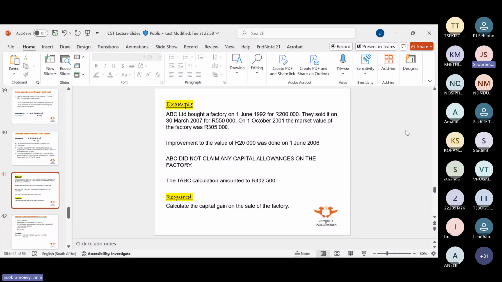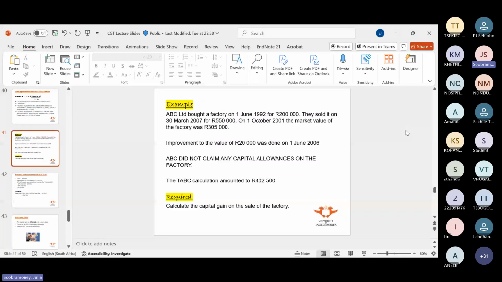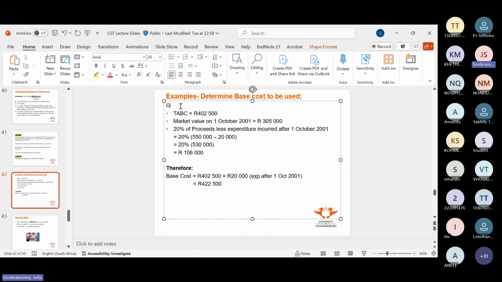Okay, so let's have a look at our solution. Remember, because this is a pre-valuation date asset, we first need to determine the value of the asset on 1 October 2001. And how do we determine that? Well, we have to say the greater of, and please write this in, the greater of TABC, which is 402,500. I gave you that amount. Market value on 1 October 2001, which is 305. I also gave you that amount.